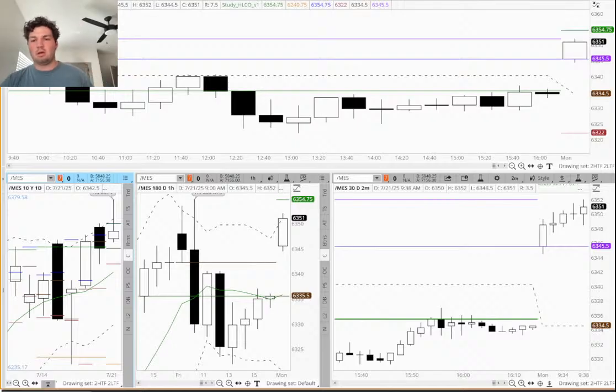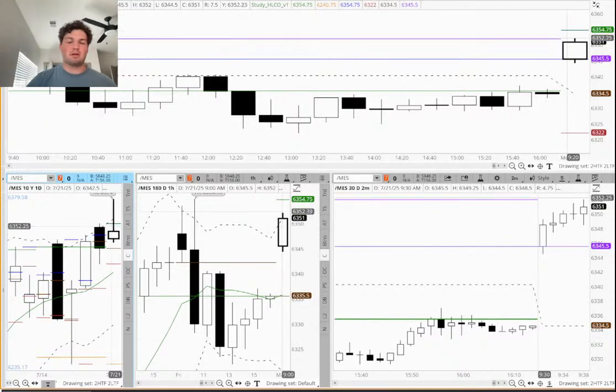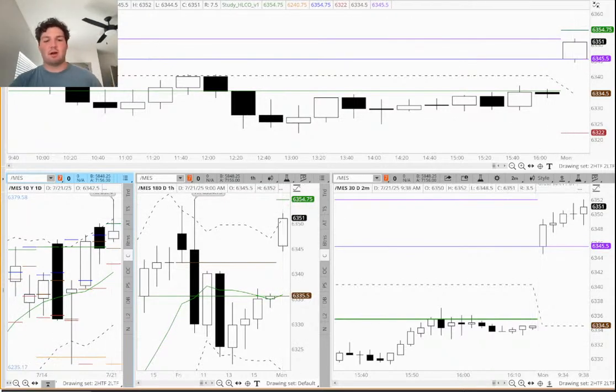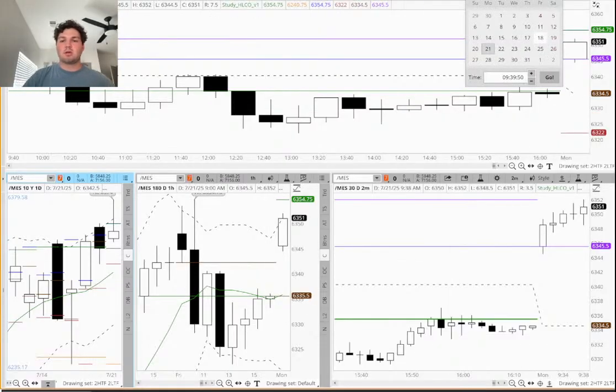But I don't know if we want to say if it's near the 10 percent. It's not outside the prior day range, so is it? So we gotta just say nope. Sorry. So let's skip ahead 20 minutes.